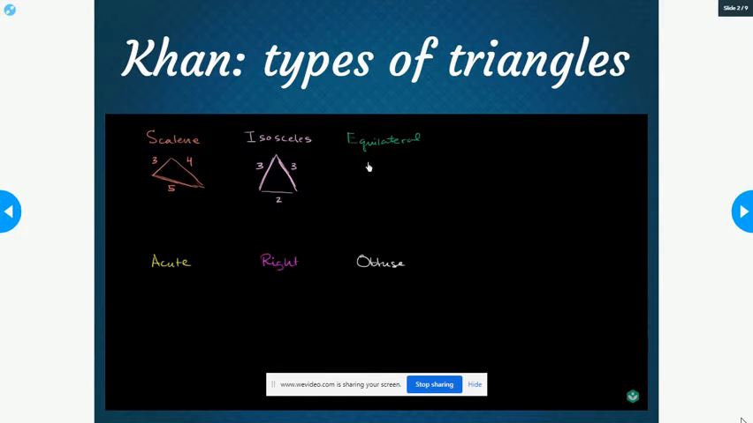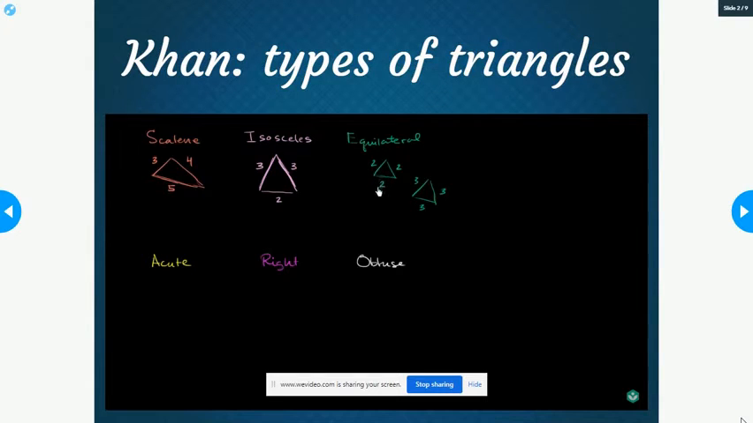Now, an equilateral triangle, you might imagine, and you'd be right, is a triangle where all three sides have the same length. So, for example, this would be an equilateral triangle, and let's say that this has sides 2, 2, and 2. Or if I have a triangle like this, where it's 3, 3, and 3. Any triangle where all three sides have the same length is going to be equilateral.